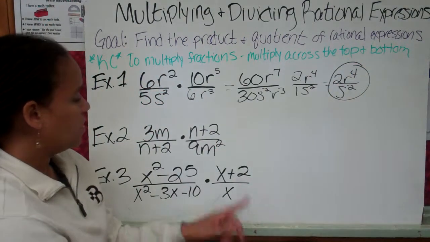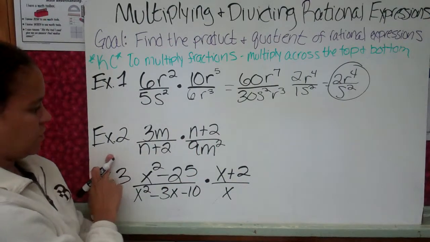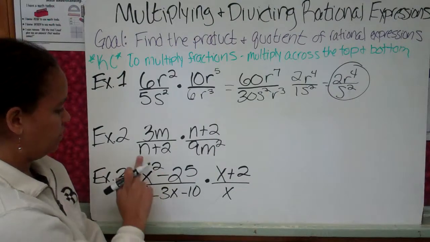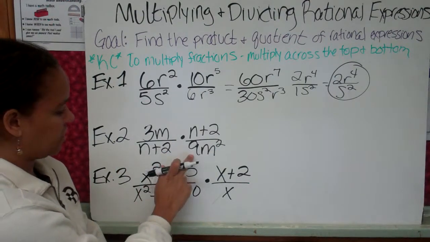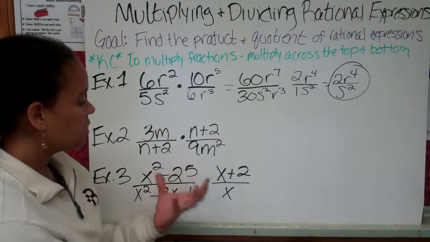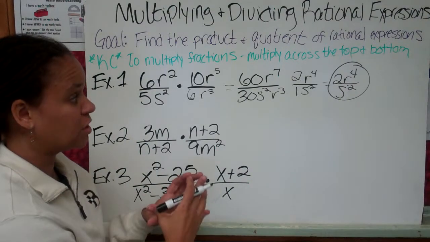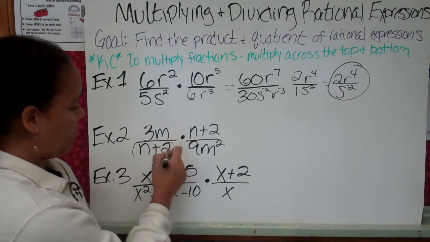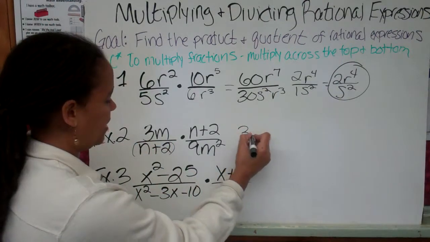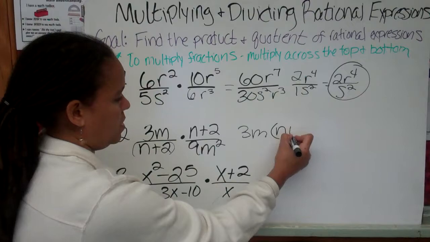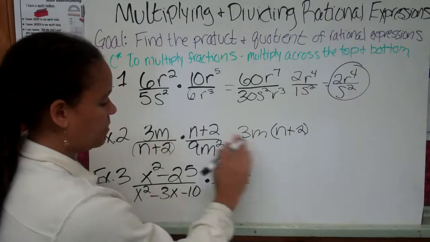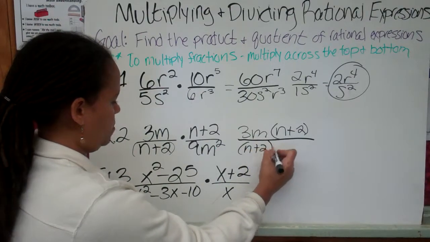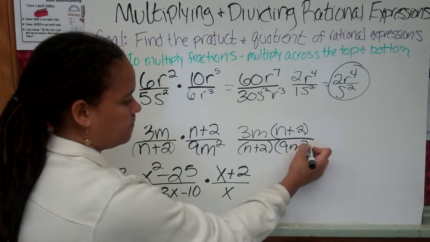All right. Moving on. Example 2. We're multiplying 3m times n plus 2 times n plus 2 times 9m squared. So before we do anything crazy, I would like to look at it under one division bar. So let's look at it like this. 3m times n plus 2, right? Multiply the top, multiply the bottom, n plus 2 times 9m squared.